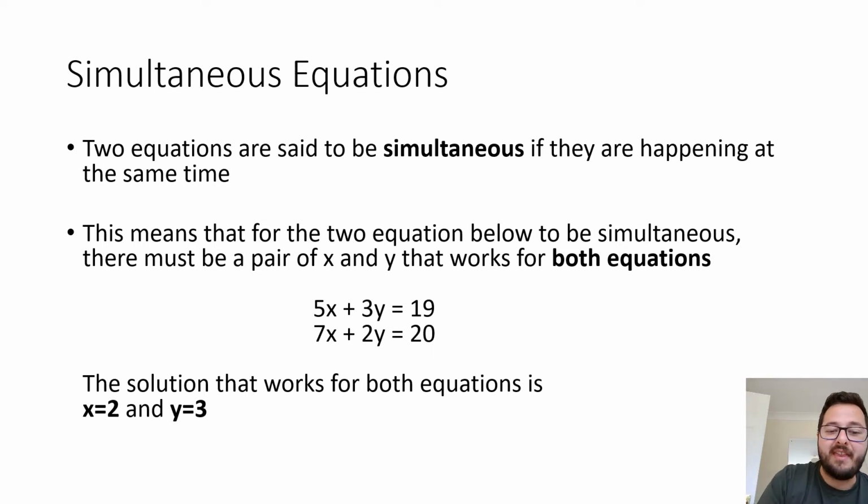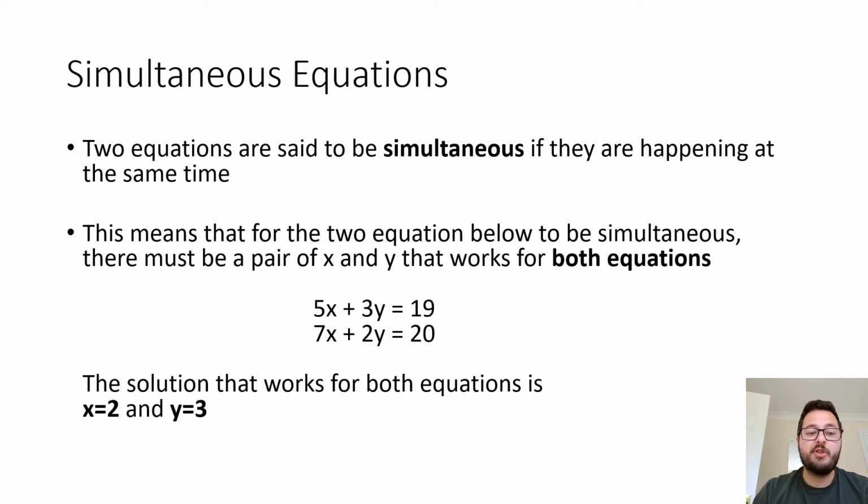So if we just double check that, with the first one we've got 5x plus 3y. Well, 5 times 2 is 10, 3 times 3 is 9, 10 plus 9 is 19. So it works for the first equation. And for the second one, 7 times 2 is 14, and 2 times 3 is 6, and 14 plus 6 is 20. So it works.